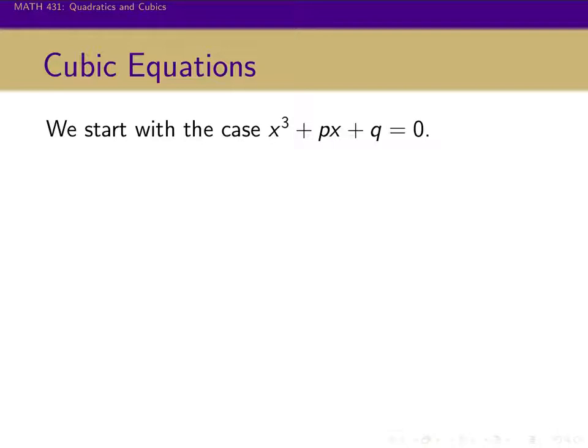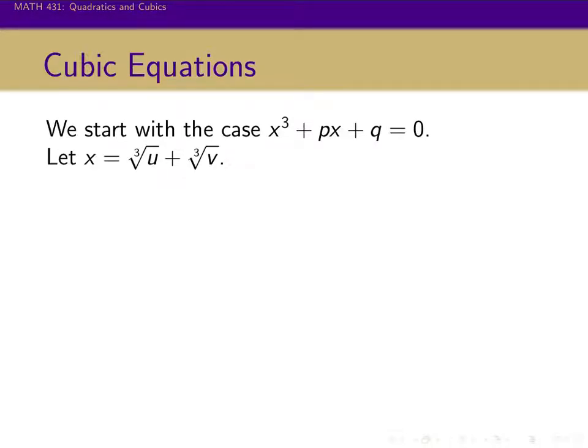Okay, so now what about cubic equations? This is something that was solved at least by the Renaissance, by a mathematician slash gambler named Cardano. And so we're going to go through his process on how to solve these. And so here we go. We're going to start off with a simpler case, where there is no x² term. So we're starting off with x³ + px + q = 0.